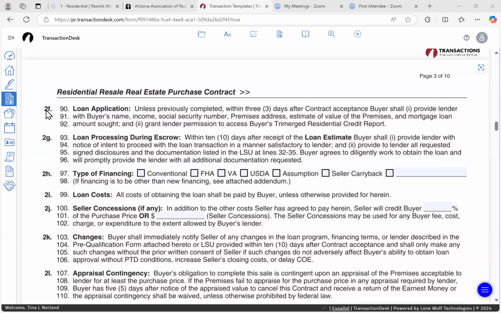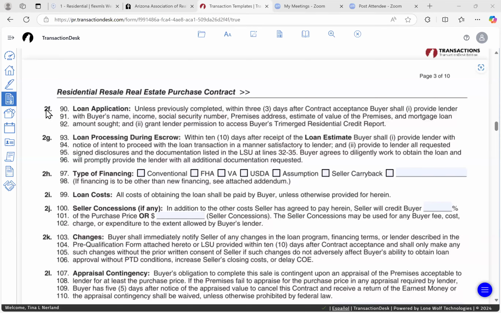Loan application. Unless previously completed within 3 days after contract acceptance, the buyer shall provide a lender with buyer's name, income, social security number, premises address, estimate of value of the premises, the mortgage loan amount sought, and grant lender permission to access the buyer's tri-merged residential credit report.